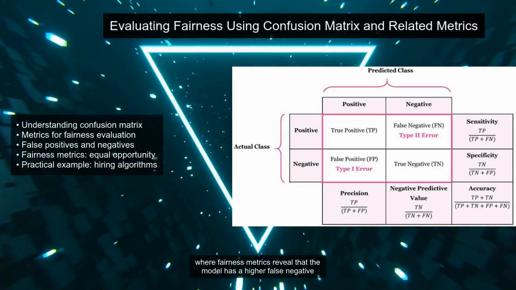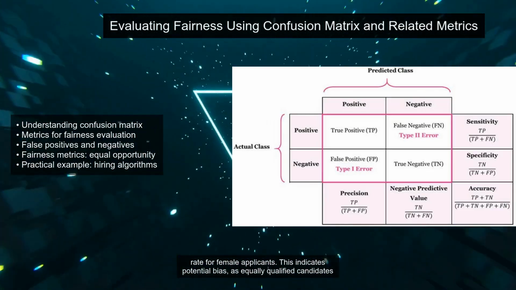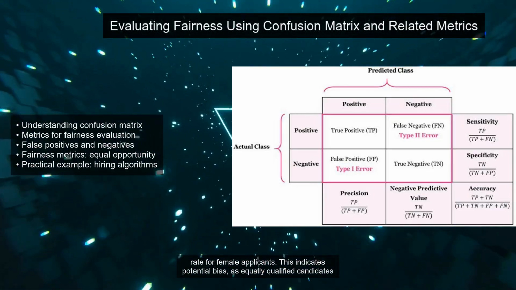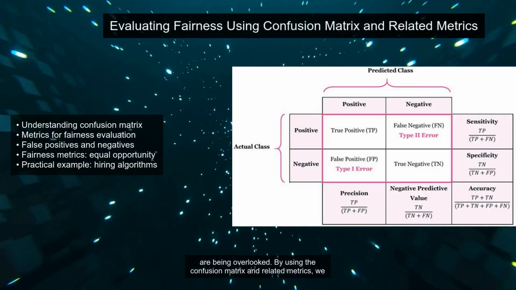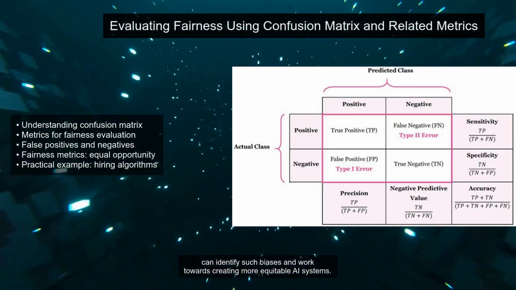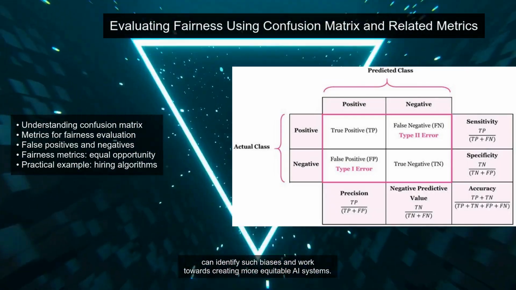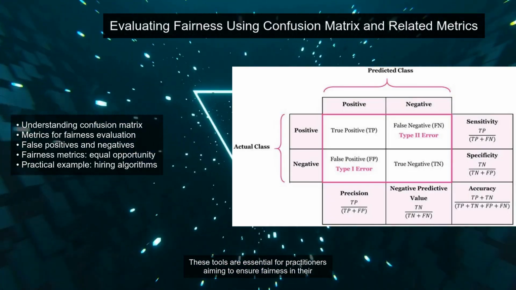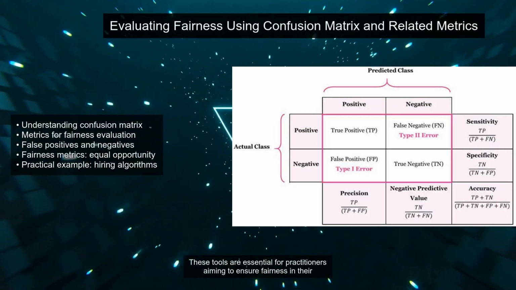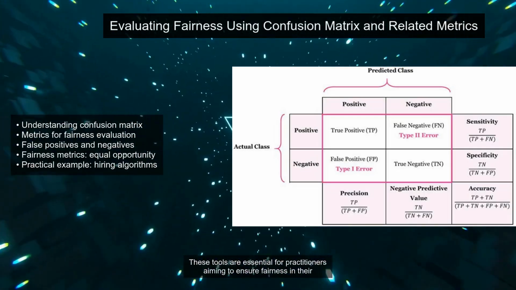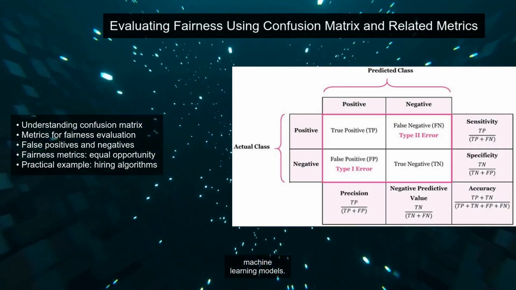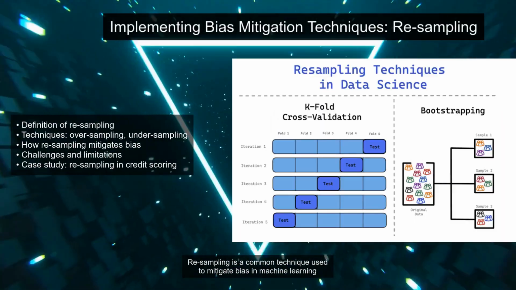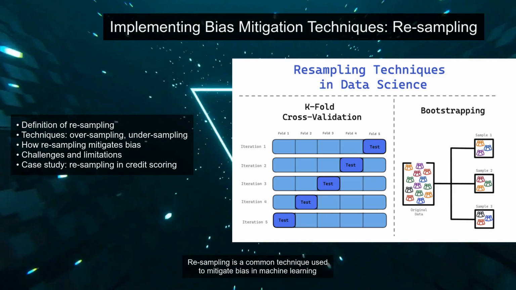Consider a hiring algorithm where fairness metrics reveal that the model has a higher false negative rate for female applicants. This indicates potential bias, as equally qualified candidates are being overlooked. By using the confusion matrix and related metrics, we can identify such biases and work towards creating more equitable AI systems. These tools are essential for practitioners aiming to ensure fairness in their machine learning models. Resampling is a common technique used to mitigate bias in machine learning models.